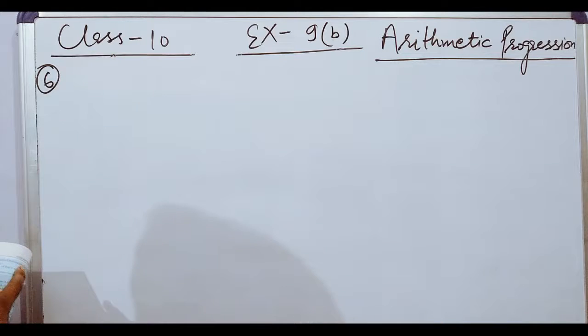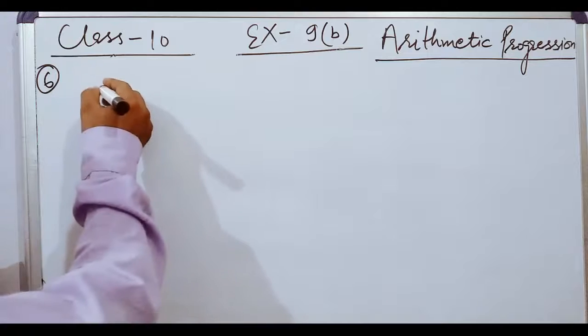The sum of the first 6 terms of an AP is 42. The ratio of its 10th term to its 30th term is 1:3. Calculate the first and 13th term of the AP.